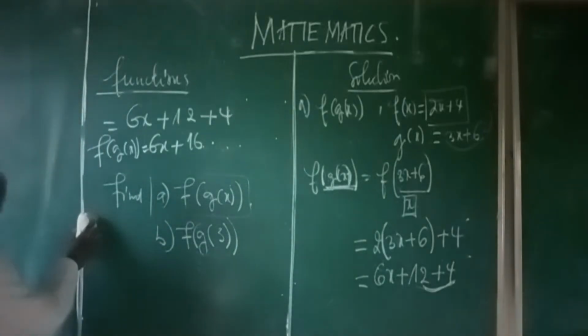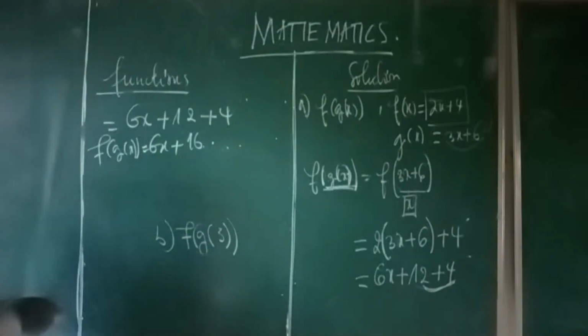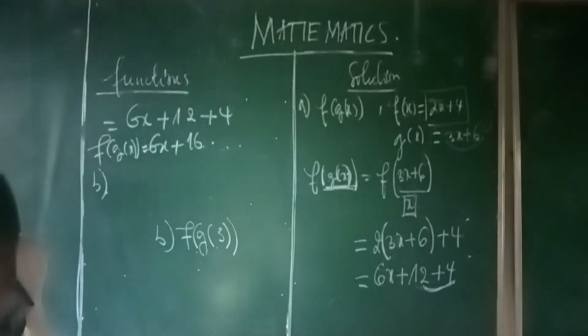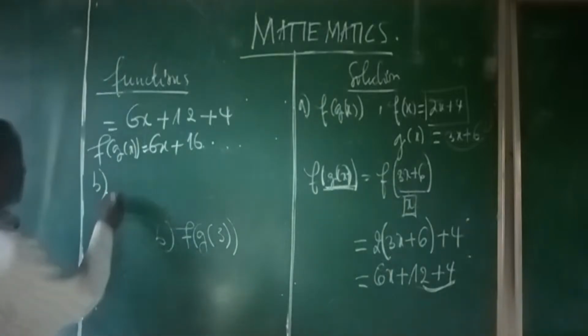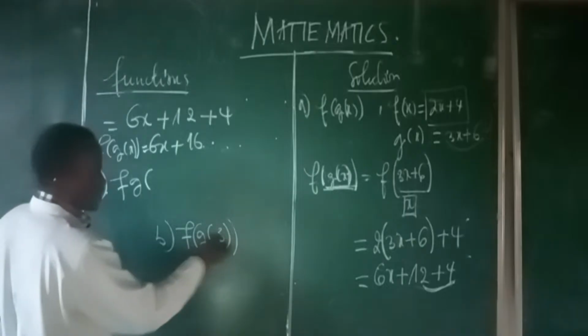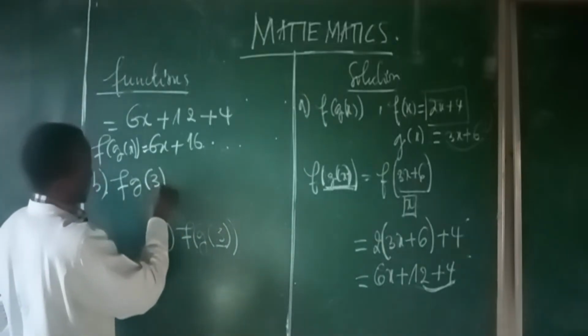So now let us continue for sub-question B. This is B, which is f of g, and in the place of x, we have been given 3. Right?